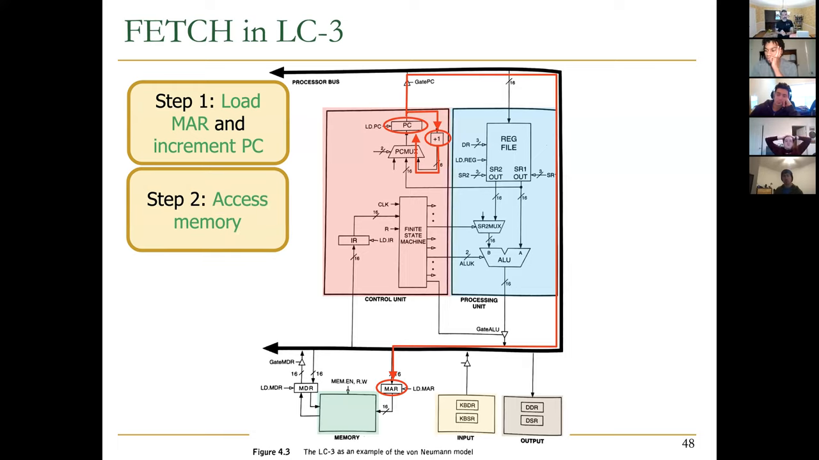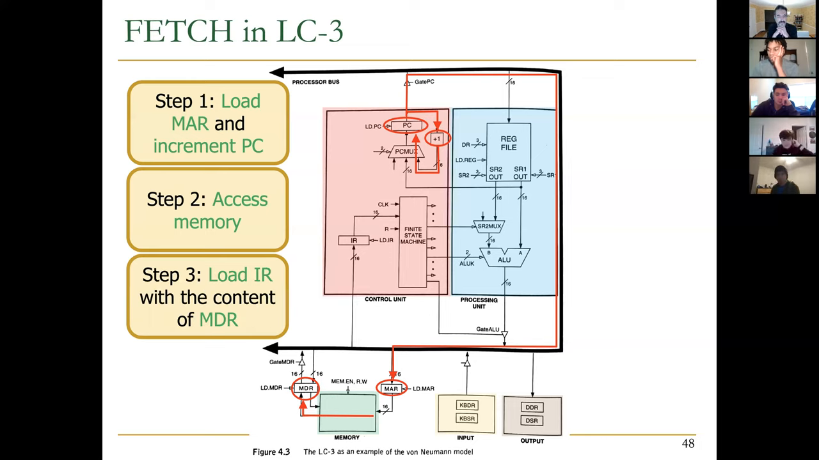The second step is to access the memory. Right, so you have the particular address in MAR. You want to go into the memory, retrieve this content, and load it to MDR. And then once you have the content of this memory in MDR, you need to perform the third step, which is loading the content of MDR into IR, the instruction register. And for this, you have load IR here. You need to enable that. You also have gate MDR. You need to enable this in order to first write to the bus and then from the bus to the IR.